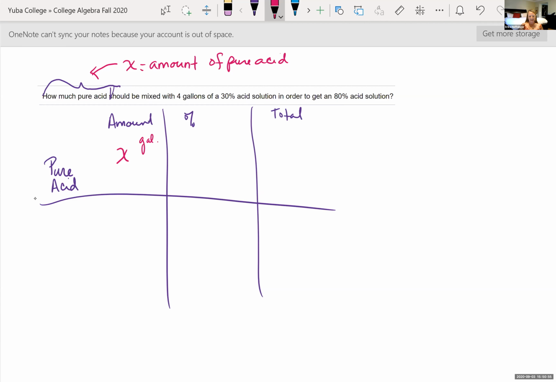So pure acid, it's all acid. It's 100% acid. And we want to put this in decimal form. So 100% is equal to 1. So the total amount of acid that we're getting is 1 times X.